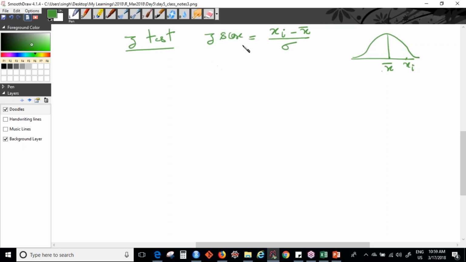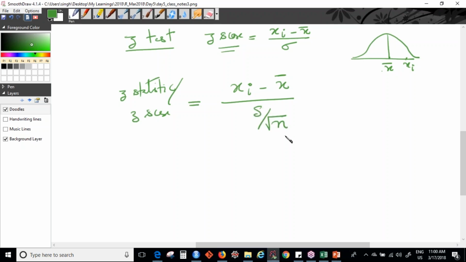So what is a z-test? The z-score that you are getting is basically coming from a z-test. So the actual formula for a z-test is this. The z statistic, or you can say z-score, is xi minus x bar divided by s over root n. This is the actual formula.